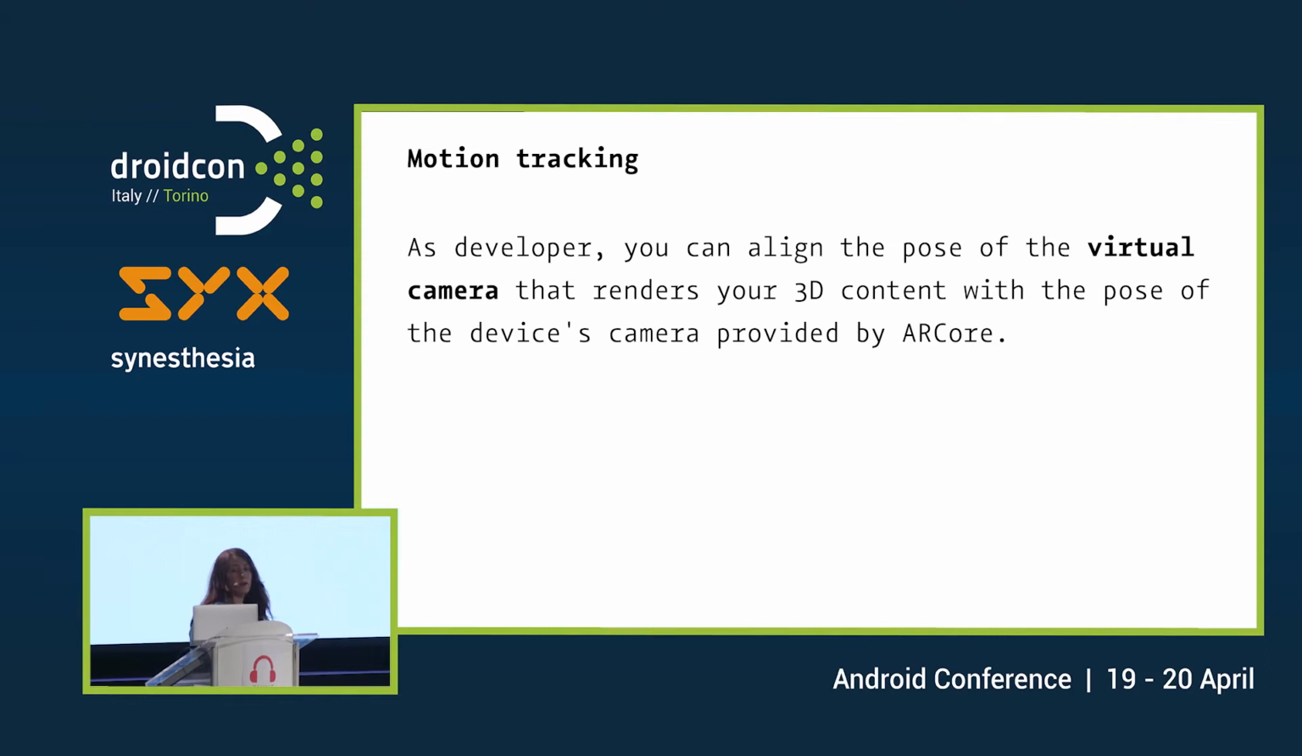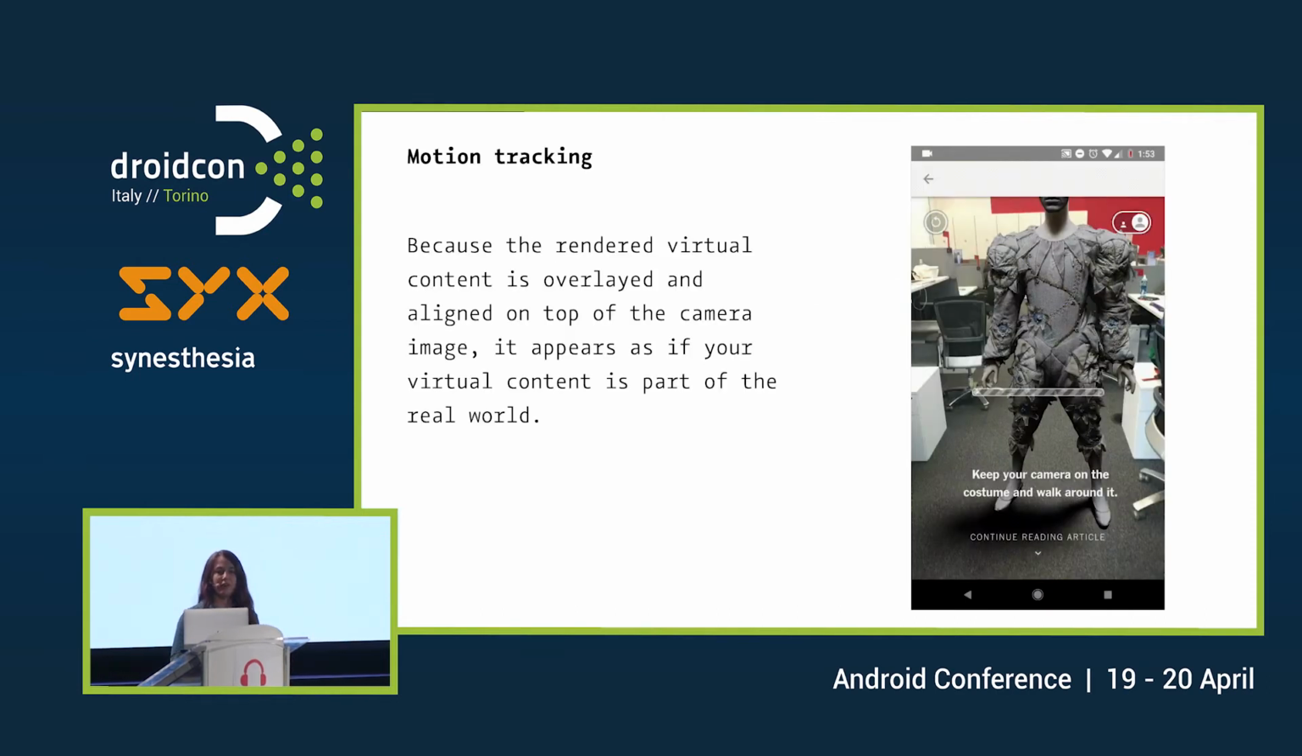As a developer, you can align the pose of the virtual camera that renders your 3D content so that the perspective of the virtual content on your user's screen appears to be viewed from the same perspective as the real device's camera, which is how we're able to overlay virtual content over the image obtained by the device's camera and make it look like the rendered content exists in the user's real world.